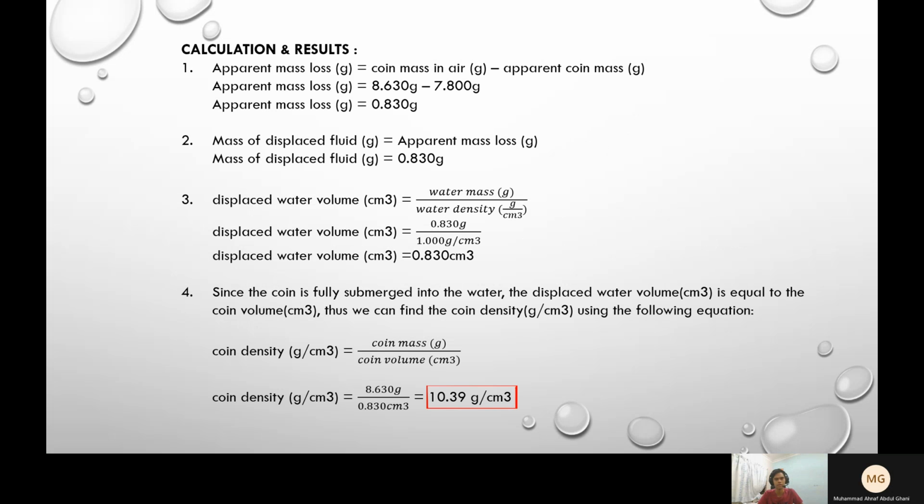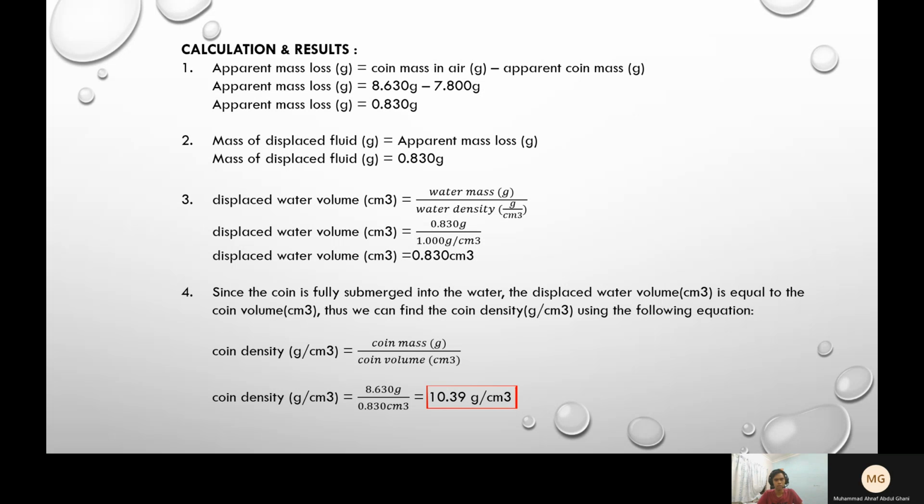For the calculation results, we take the coin mass in air and subtract the apparent coin mass, which is the coin mass inside water, and we get 0.83 grams as the apparent mass loss. As we stated earlier, the mass of displaced fluid is equal to the apparent mass loss, so we get the mass of displaced fluid as 0.83 grams.